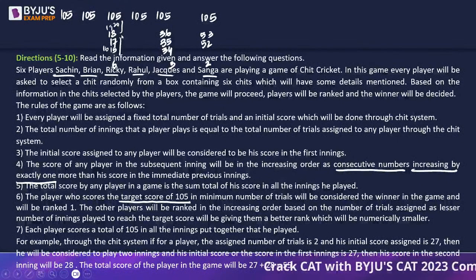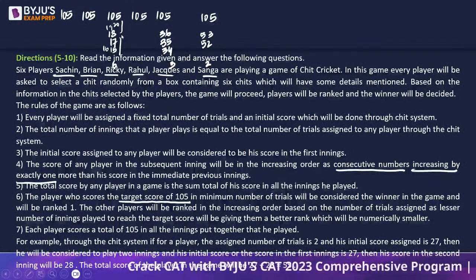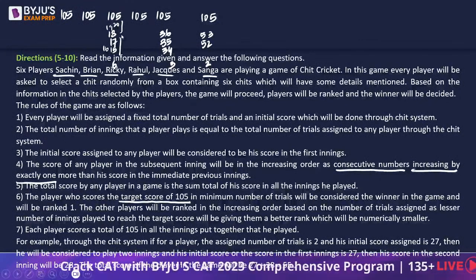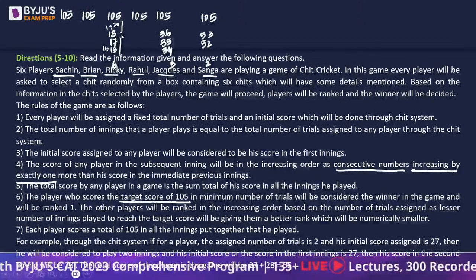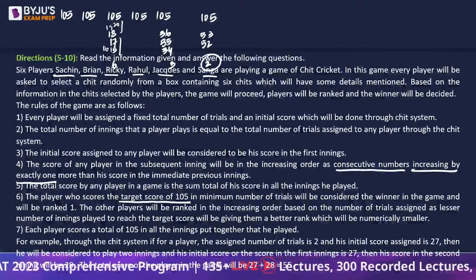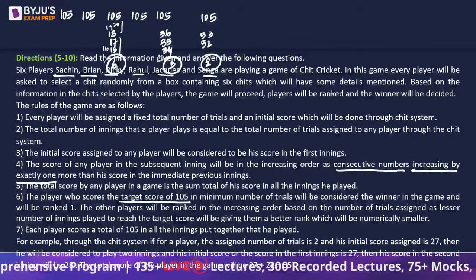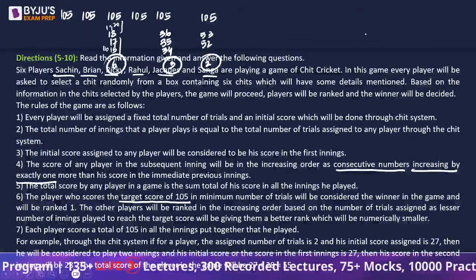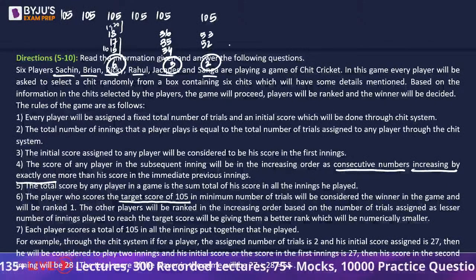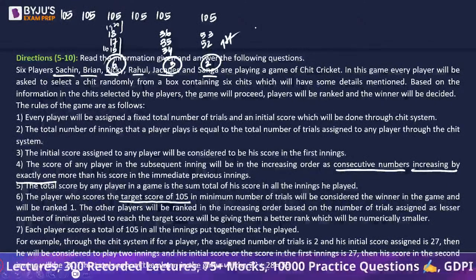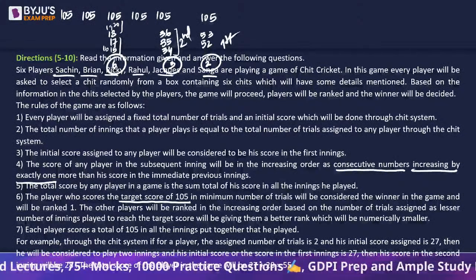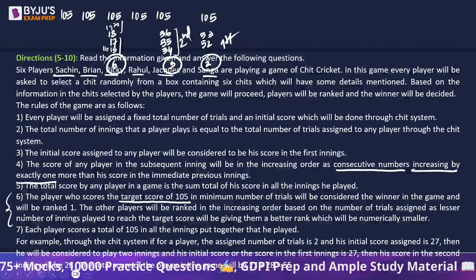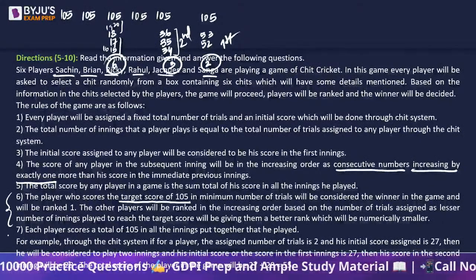Understood? So the question is about this. Here they have put the chit, the trial word, the innings. The question is simple: there are 6 friends, they are given a chit, and that chit will have these numbers, and everybody has to make 105. Whoever makes 105 faster will be given first rank. The one who takes the next number of steps will be given second rank. This is the whole gist, this is the 6th point.